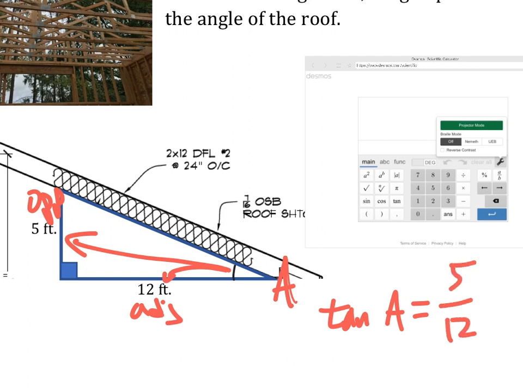Now remember, SOHCAHTOA. This is just a way to remember that if we have the opposite and the adjacent, that's going to give us tangent. SOHCAHTOA helps us to remember which one's which. Great. Now, let's see if we can find the angle with a tangent of 5/12.